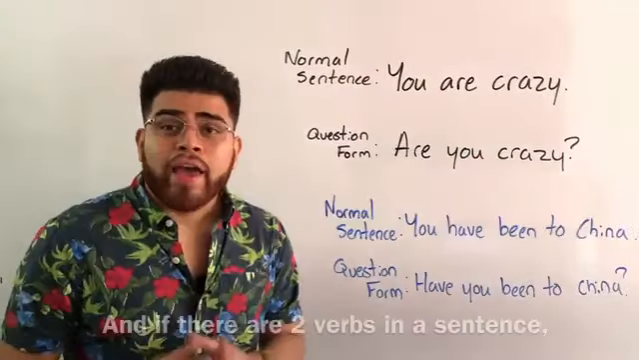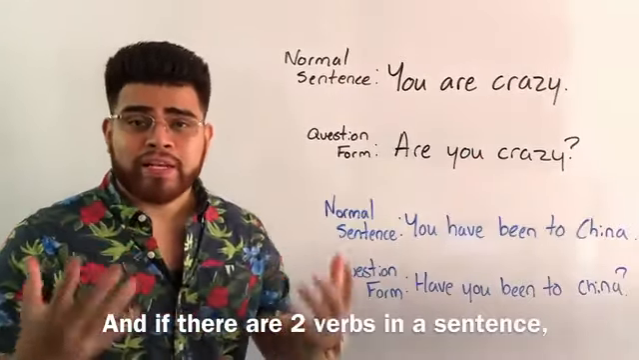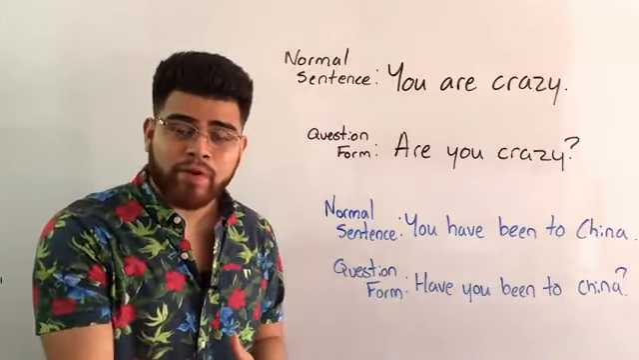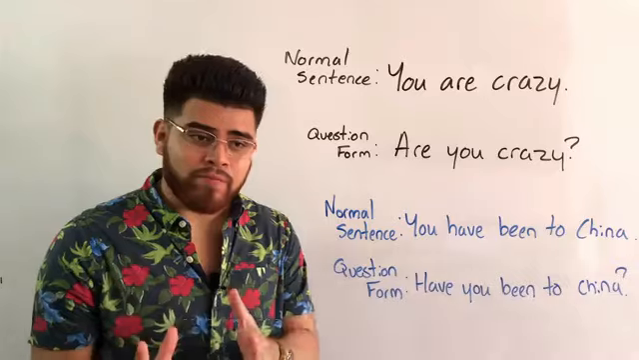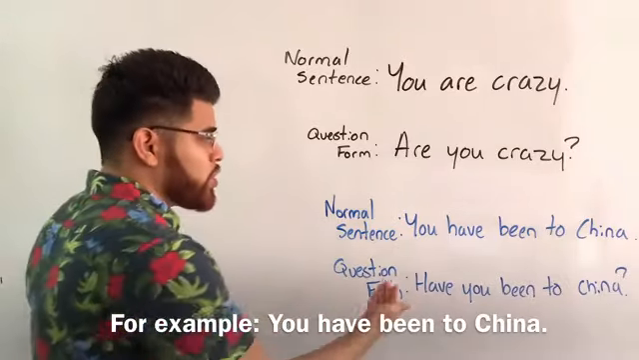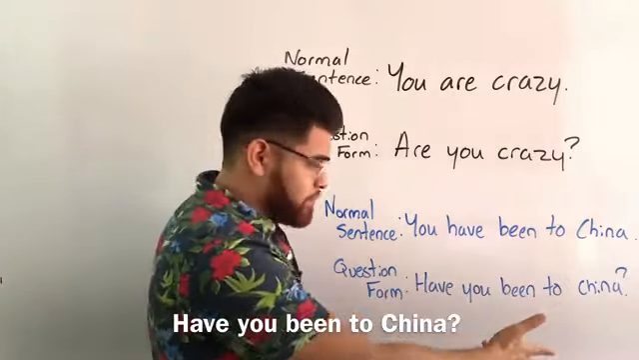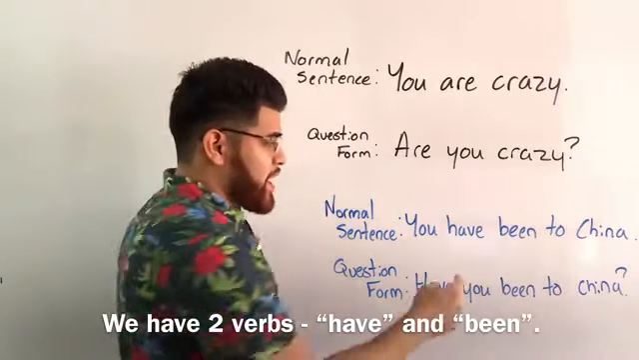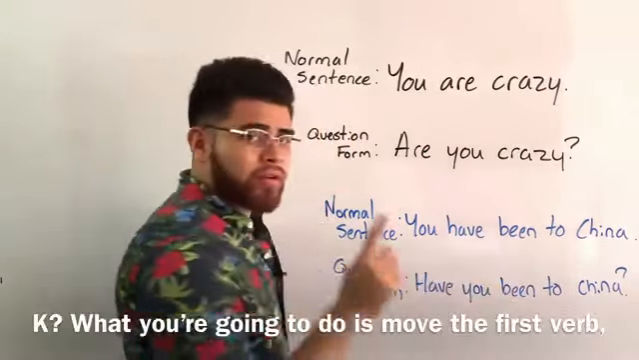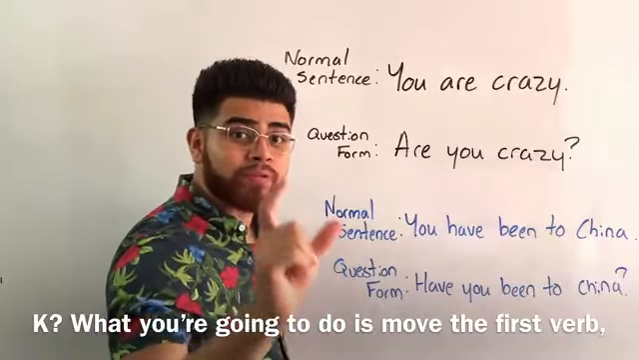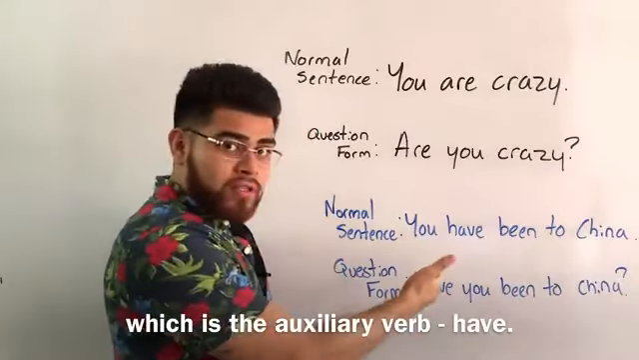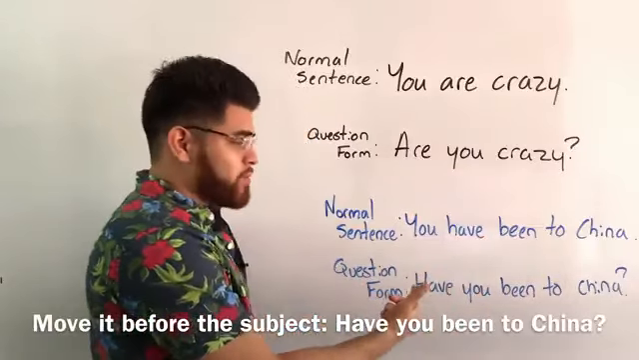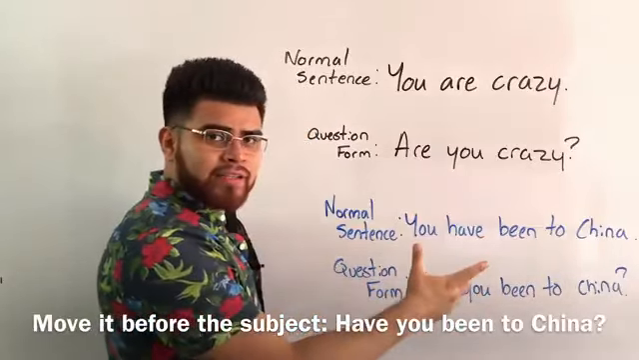Got it? And if there are two verbs in a sentence, for example, when a verb tense has an auxiliary verb, we move the first verb. For example, you have been to China. Have you been to China? We have two verbs, have and been. What you're going to do is move the first verb, which is the auxiliary verb, have, before the subject. Have you been to China?